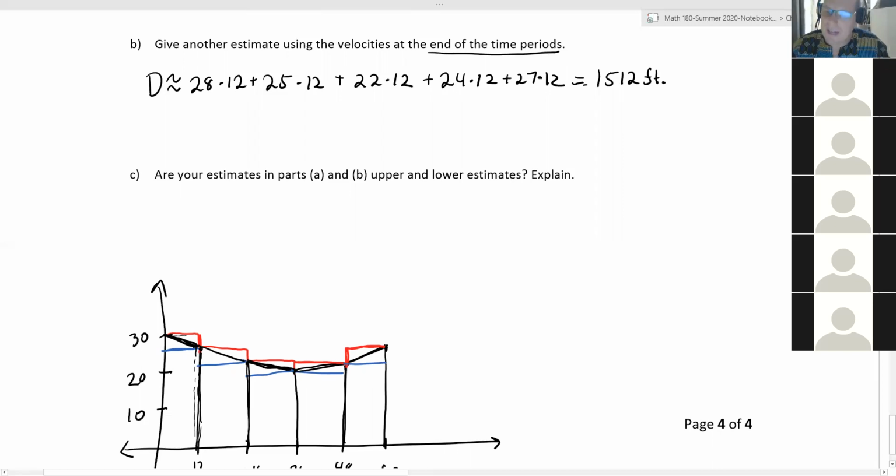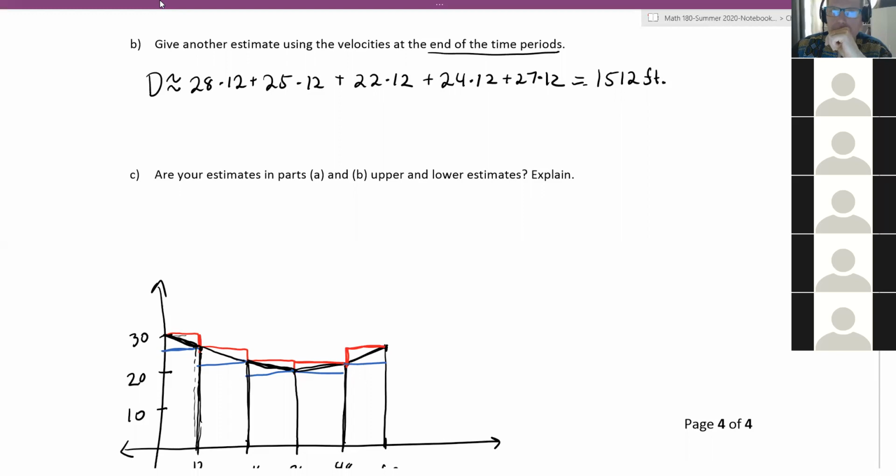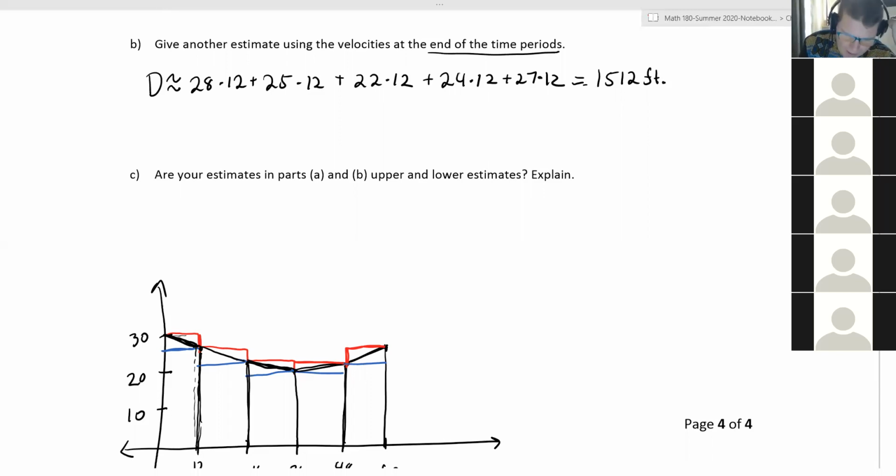Are either one of these the left-hand sum or the right-hand sum? Is the blue one the right-hand sum? Take a look. Is the red the right-hand sum? Think about it. Let's take a look. Red, to be the right-hand sum, we'd have to start on the right-hand side every single time for the red ones. Do we do that? Are you sure? It changes. That's right. It changes.